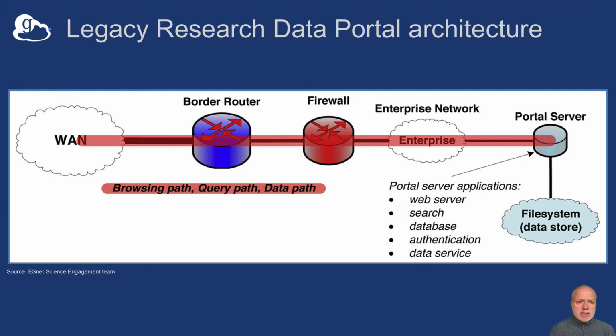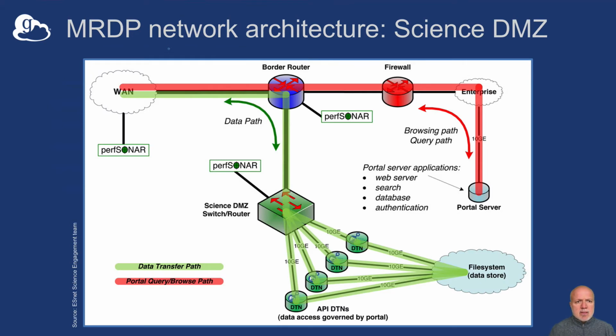Well, doing it wrong, at least from our perspective, means that you have both the portal logic itself as well as the data that that portal is serving all sitting behind an enterprise firewall. And that's not a very efficient way for getting data out of these repositories. The emerging best practice for this is to have a Science DMZ which separates out the data path so that you can actually have the portal logic sitting behind the enterprise firewall, because that does offer some additional levels of fine-grained security and access control.